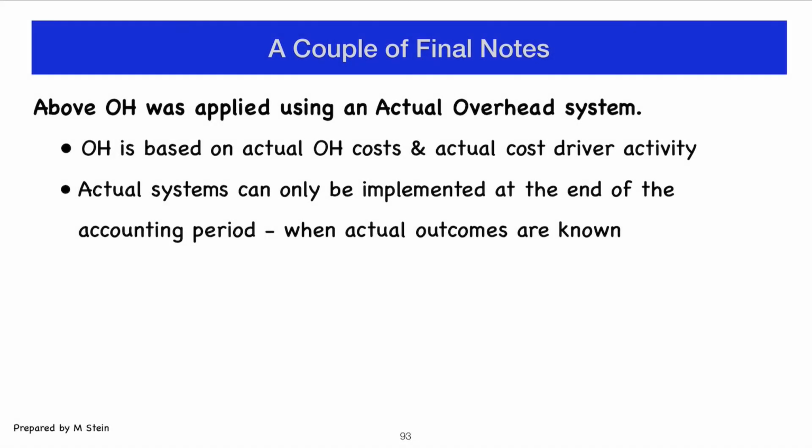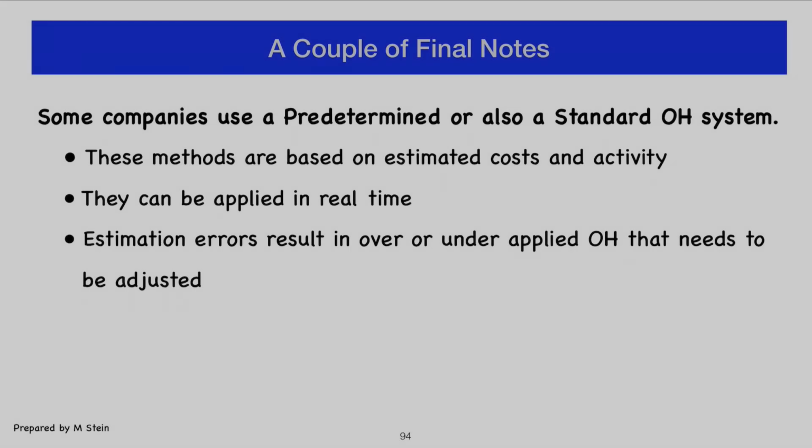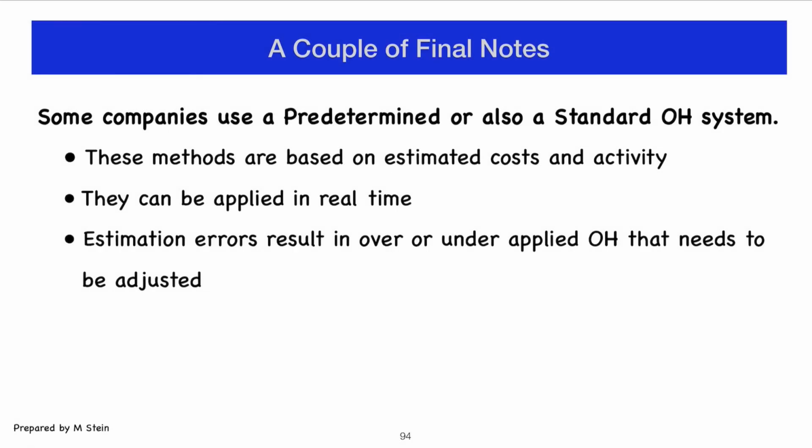This was a case where we used overhead applied using an actual overhead system. An actual overhead system means that we didn't apply the overhead until the end of the period when the actual overhead costs were known and the actual cost driver activity was known. In other words, the total number of overhead costs and the total number of machine hours. Actual accounting systems can only be done at the end of the period because you don't know the totals before that. There are other ways of implementing overhead systems.